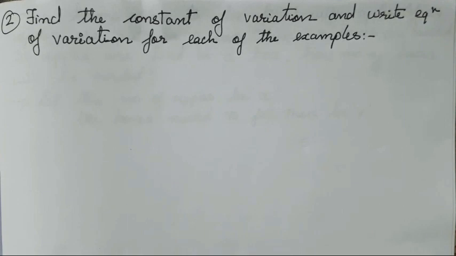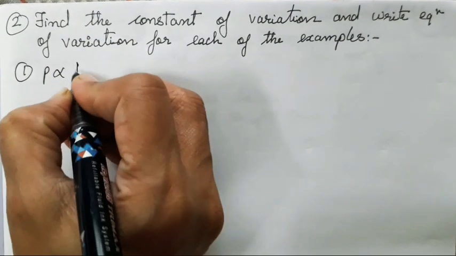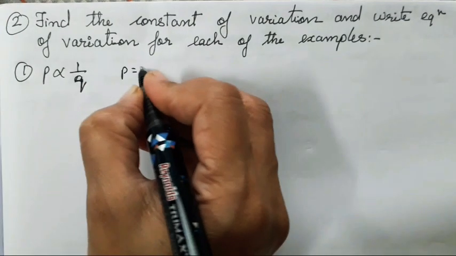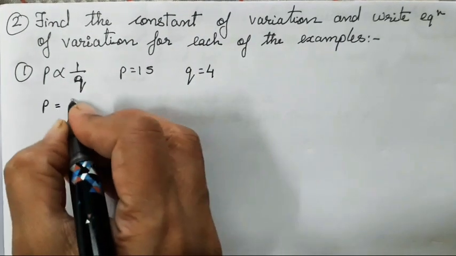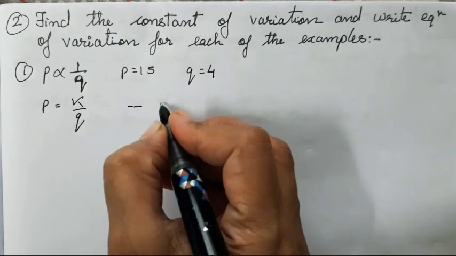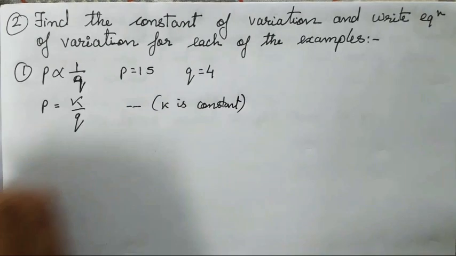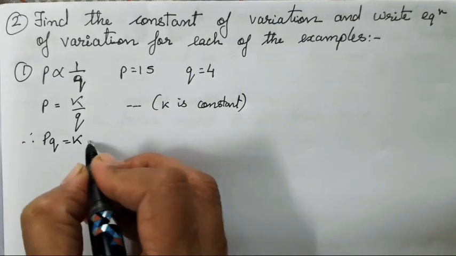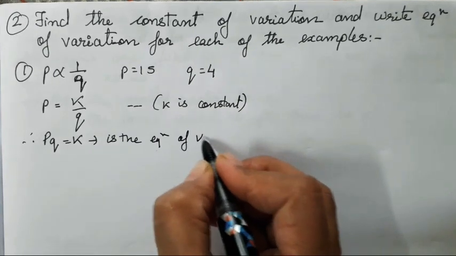Next is: find the constant of variation and write the equation of variation for each of the examples. Okay, so the first sum: P is inversely proportional to 1 upon Q. P is equal to 15 is given and Q is equal to 4. So P is equal to K upon Q, K is constant. Alright, so therefore PQ is equal to K is the equation of variation.